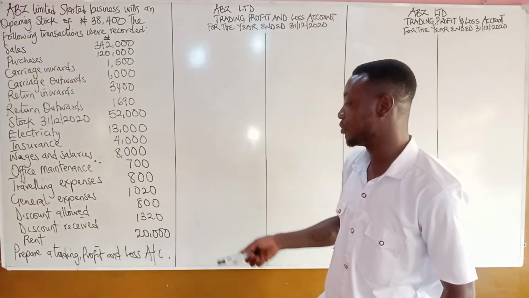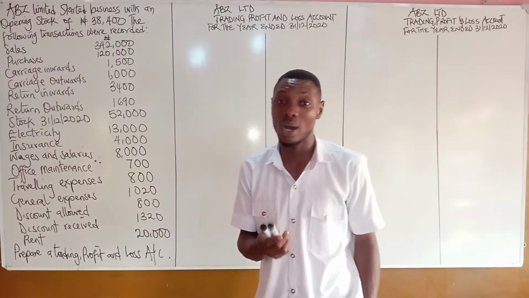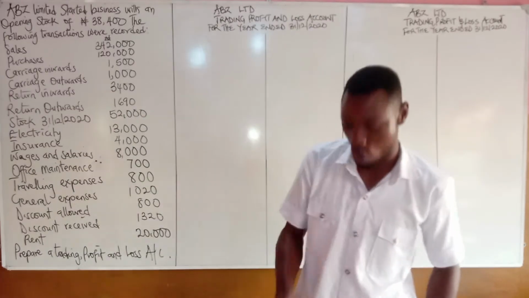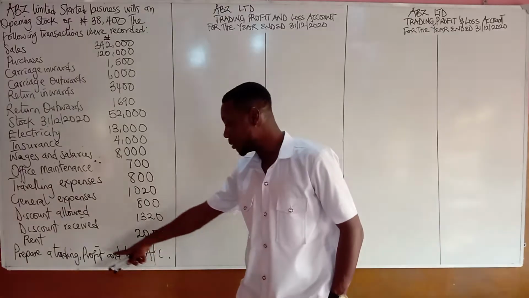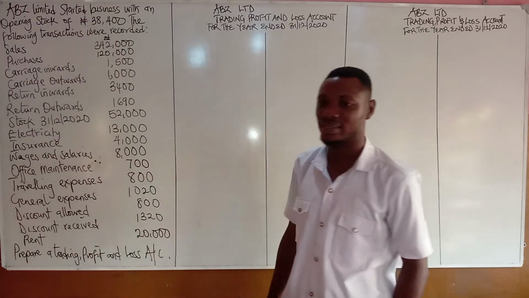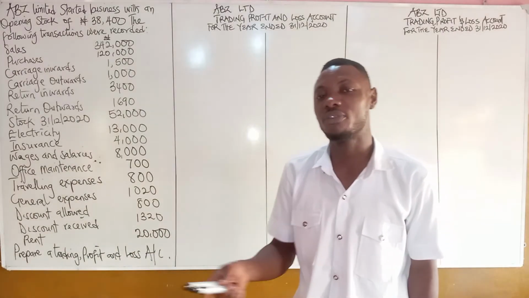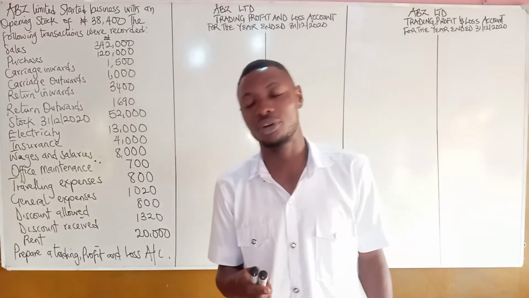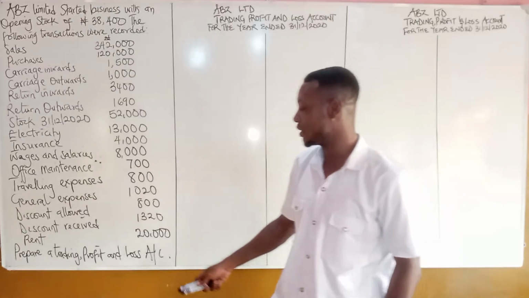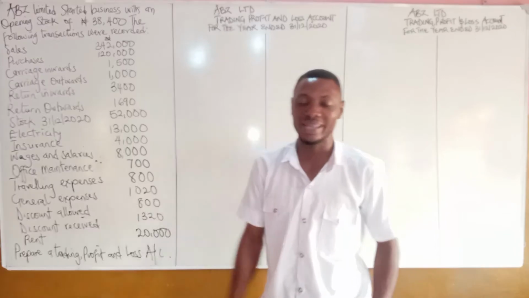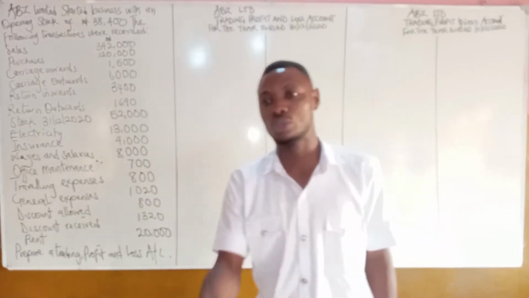And the trading profit and loss account is more or less like two accounts put into one. The major aim of the trading account is to ascertain the gross profit of a business over a given period of time, and then the profit and loss is to ascertain the net profit or the net loss over a given period of time.